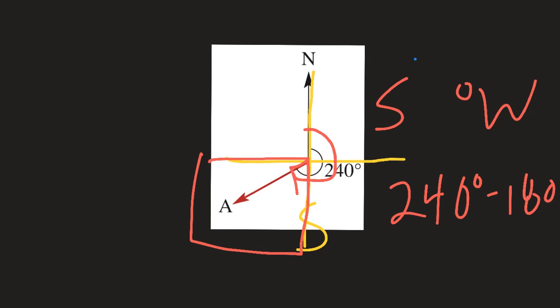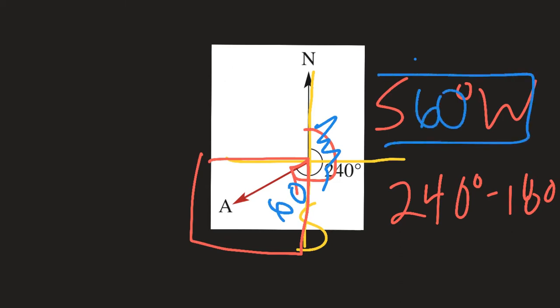I believe the remainder is 60 degrees. So once you subtract 180 away from that, you take this away right here. The degree in here is 60 degrees. So it'd be south, 60 degrees west.